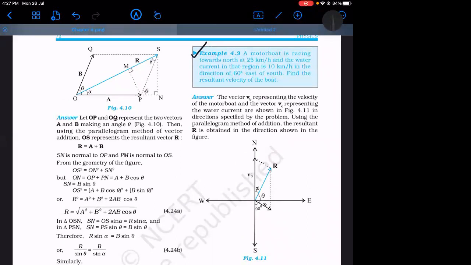There is a motorboat which is racing towards north at a speed of 25 km/h, and water current in that region is 10 km/h in the direction of east of south, 60 degrees east of south. Find the resultant velocity of the boat. It's a good problem. So there are some important terms that I need to tell you guys here.